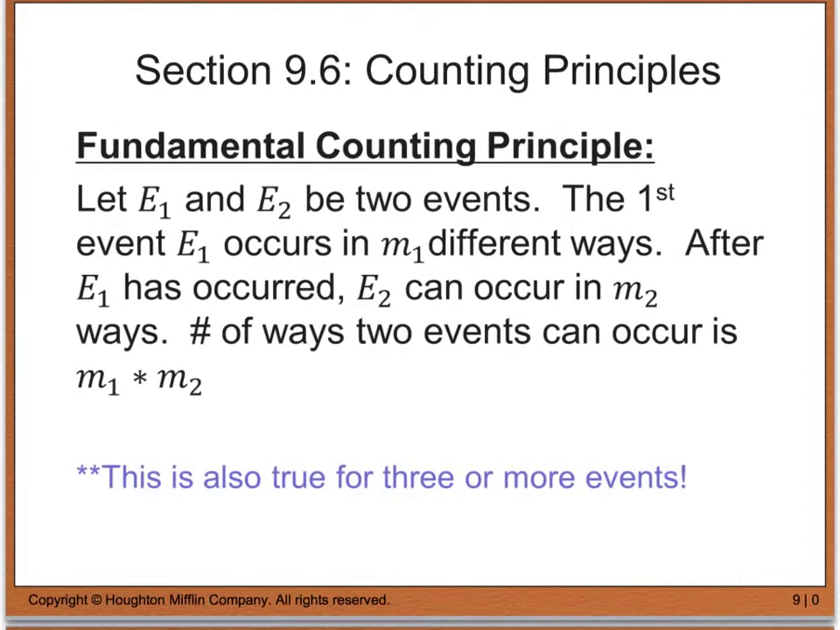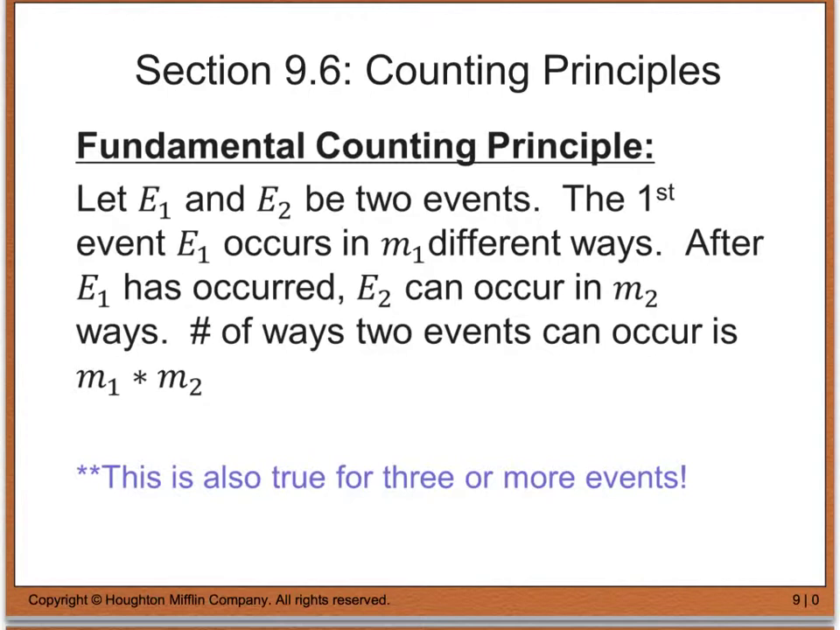Now in examples 1 and 2, it was easy to list out the different possibilities. However, as the number of occurrences increases, this is not always a feasible option. So when this happens, we want to use what we call the fundamental counting principle. The fundamental counting principle states that if we have two events, the first event, E sub 1, occurs in M1 different ways. After this event has occurred, then the second event can occur in M2 ways.